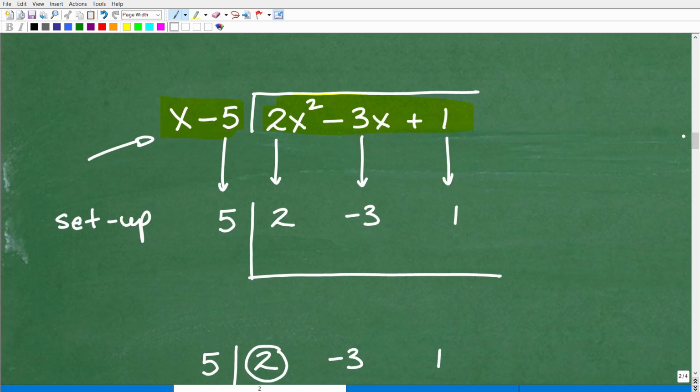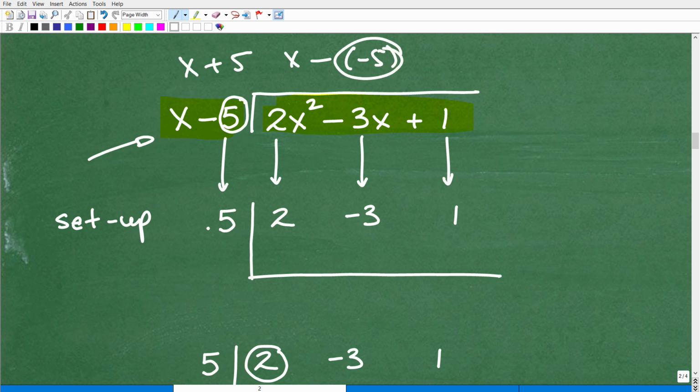Okay, so here is how we can use synthetic division. When you have x minus a number, you're going to put that number right there. It's x minus, not x plus. If I had x plus 5, I would have to think of this factor as x minus a negative 5, so I would be using a negative 5 right here. So it's always x minus something. Now, x minus 5, so I'm going to use the 5. This is already set up for me right here.